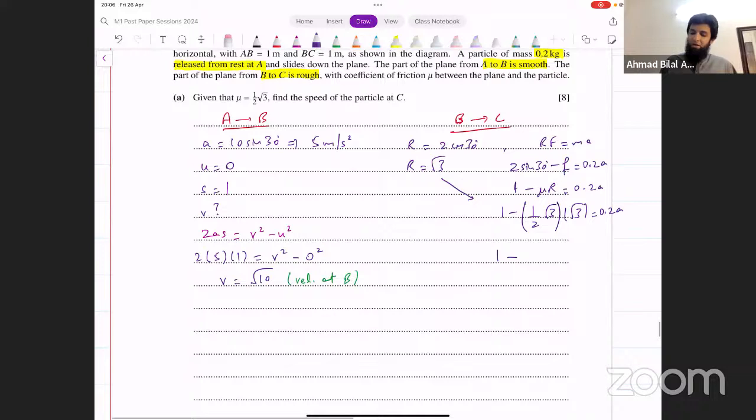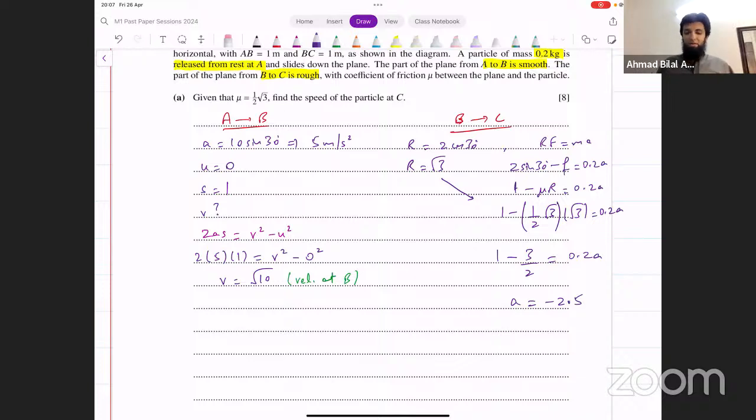Now from this we get 1 minus 3/2 equals 0.2 times A. You can find the value of acceleration from this. 1 minus 3 divided by 2, divided by 0.2. Let me do that again. 1 minus 3/2, then divided by 0.2. That's minus 5/2. I'm getting acceleration to be minus 2.5 meters per second square. That's the acceleration for this part of the journey from B to C.